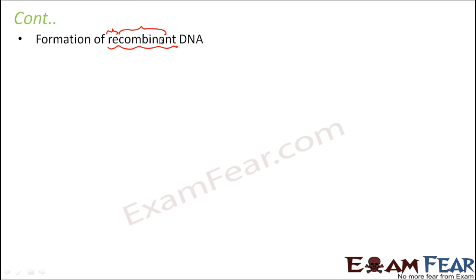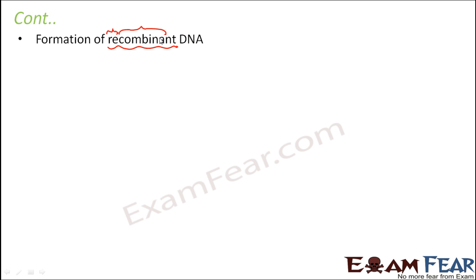So what is happening here? The piece of desired DNA, which contains the gene of our interest, is going to combine with the plasmid DNA, or the vector. The DNA which is formed is called recombinant DNA, because it is formed by the combination of a plasmid DNA and a piece of desired DNA or foreign DNA. That is often called the gene of interest, foreign DNA or desired DNA.